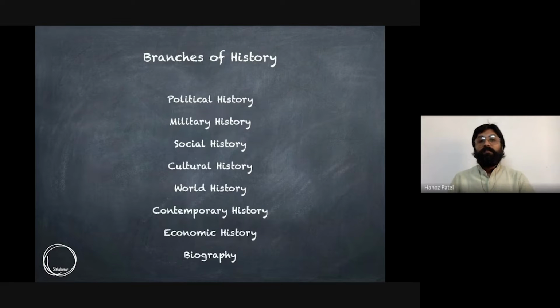Then, what are the different branches or facets that history looks at? There's political history, military history, social history, cultural history, world history, contemporary history, and economic history, among several others. There are many more, and so on. Biography is also a branch of history, right?